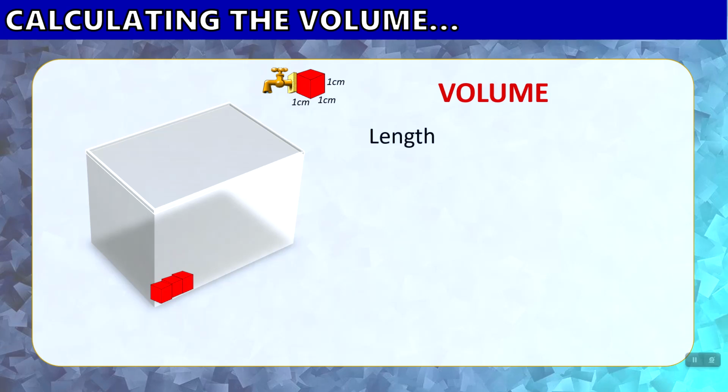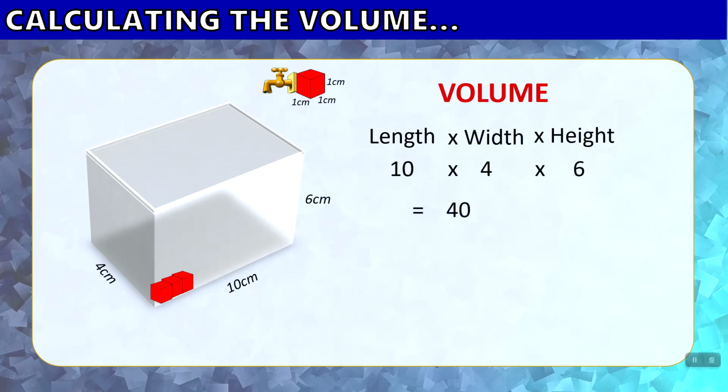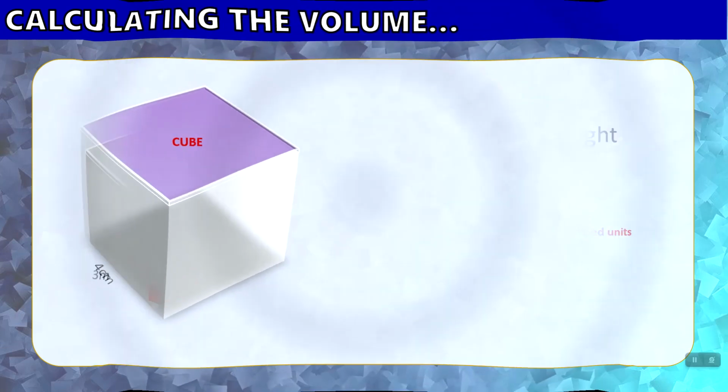But that takes a lot of time, and so instead we will use the volume formula: length times width times height. And in this case, we have a 10 centimeter length, a 4 centimeter width, and a 6 centimeter height. 10 times 4 is 40, times 6 is 240 centimeters cubed. Again, we use the raised 3 to mean cube because volume is always stated in cubed units.